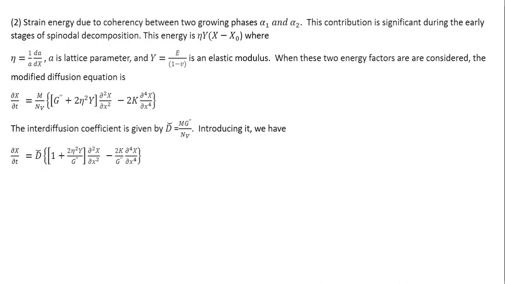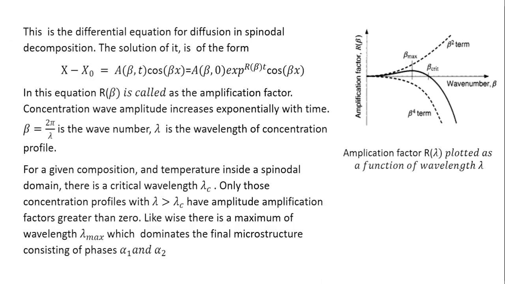D tilde multiplied by a term which consists of 1 plus 2 eta squared Y by G double prime, multiplied by ∂²X/∂x², minus D tilde 2K over G double prime multiplied by ∂⁴X/∂x⁴ with respect to small x. This is the differential equation for diffusion in spinodal decomposition.